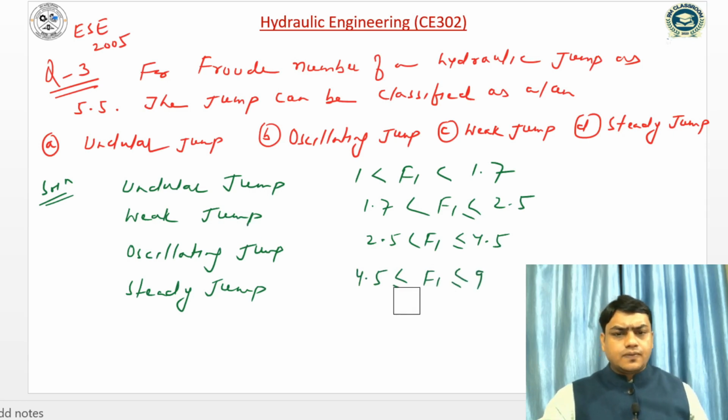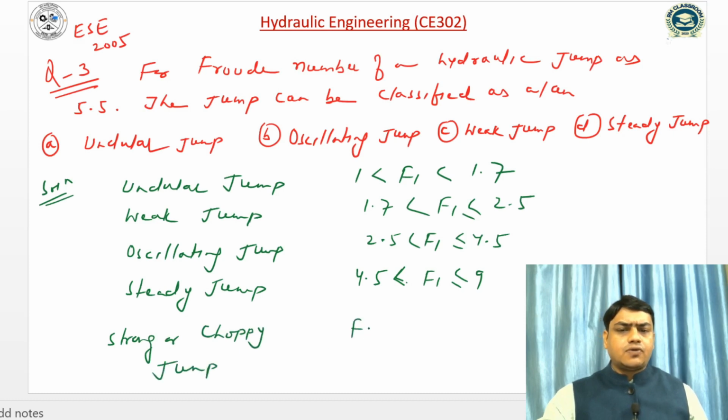And in case of strong or choppy jump, initial Froude number is greater than 9. So here the Froude number is 5.5. So it will be steady jump. D option is correct.